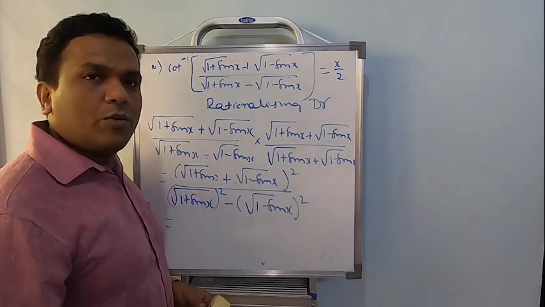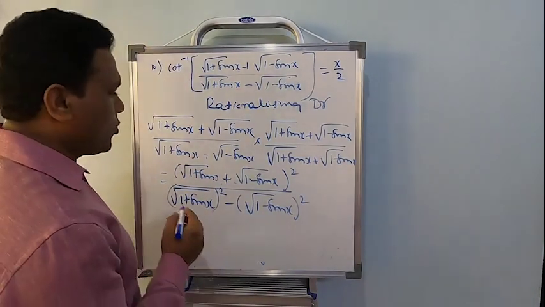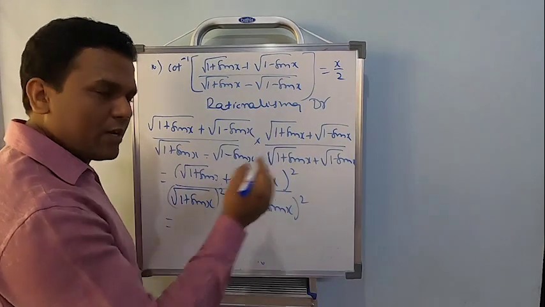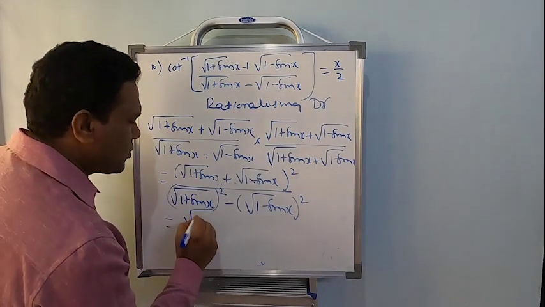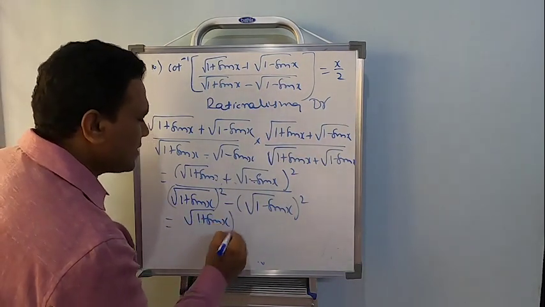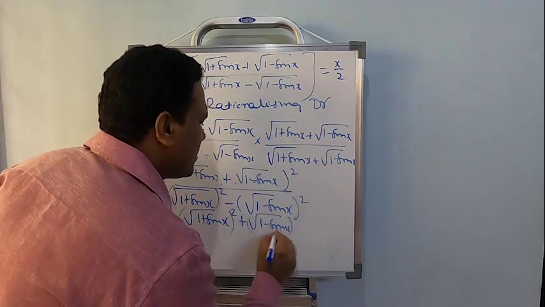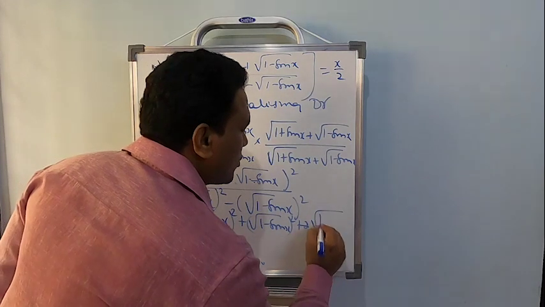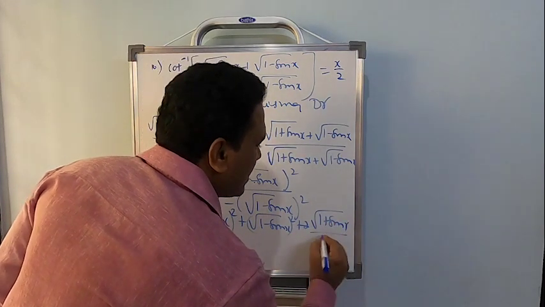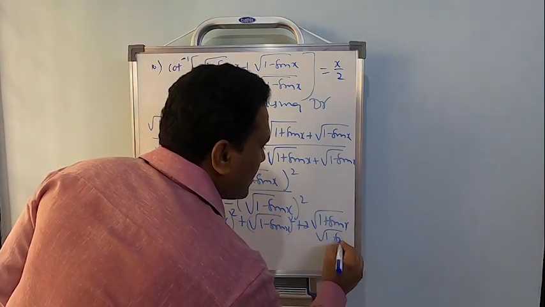Now just look at the numerator. The numerator is in the form (a plus b) the whole square. So a square plus b square plus 2ab, correct, right? So what does a square mean? Root of 1 plus sin x the whole square plus root of 1 minus sin x the whole square plus 2 into root of 1 plus sin x multiplied by root of 1 minus sin x.